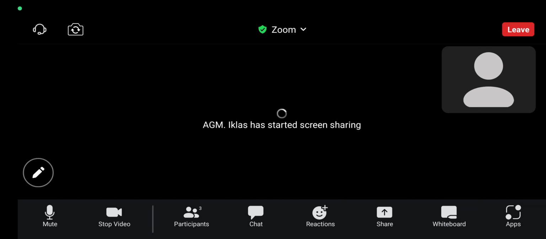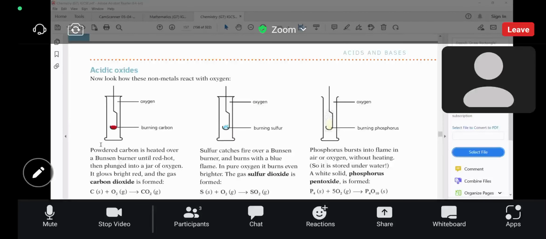Carbon, sulfur and phosphorus we also studied under acidic oxides. Under acidic oxide you have the answers. Carbon glows with bright red, sulfur with blue color, and for phosphorus they have also given the observation, and the chemical equations are mentioned. You can write them.